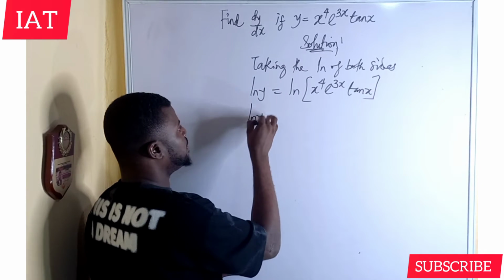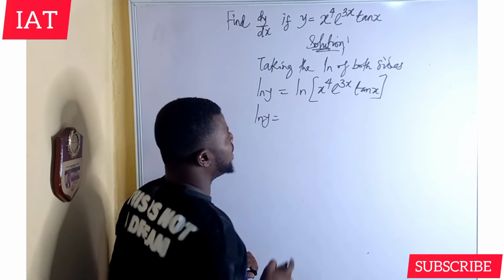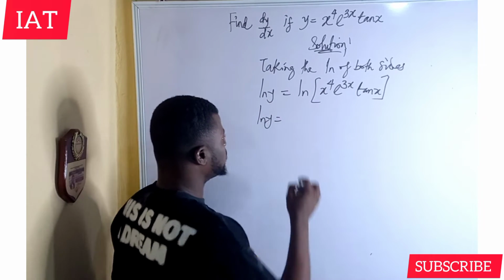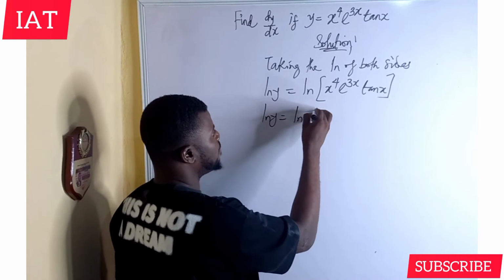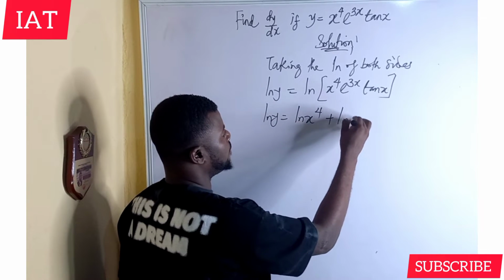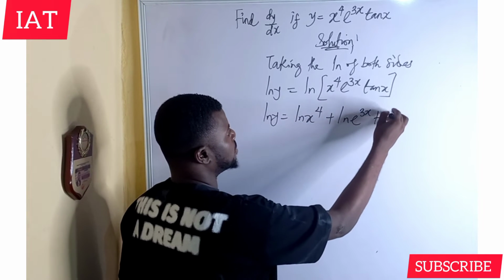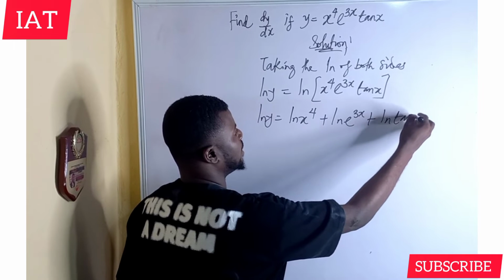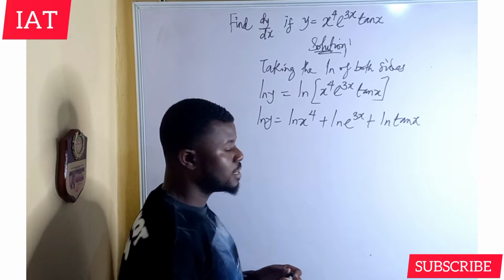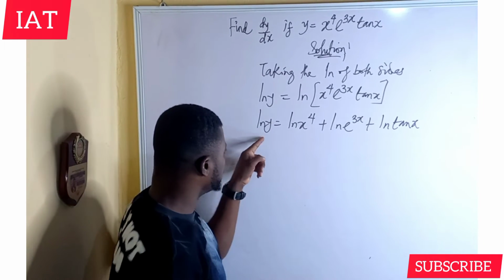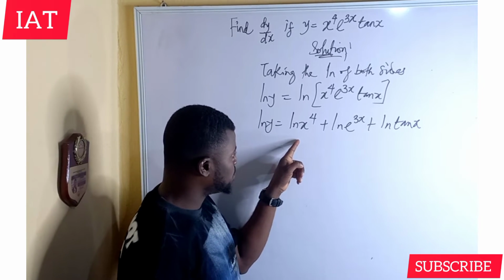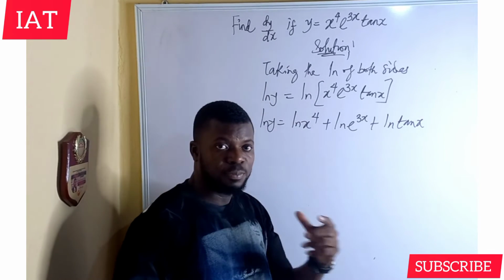So this simply means that this ln can act on each individual term. So I will have the ln of x to the power of 4 plus ln of exponential 3x plus ln of tan x. So what will be the next step? I'm going to differentiate this with respect to x, this with respect to x, this with respect to x.